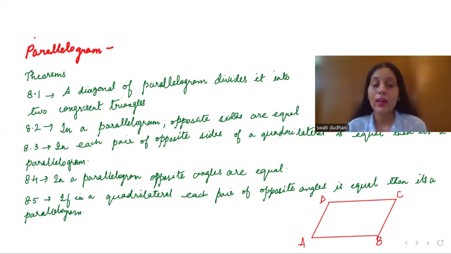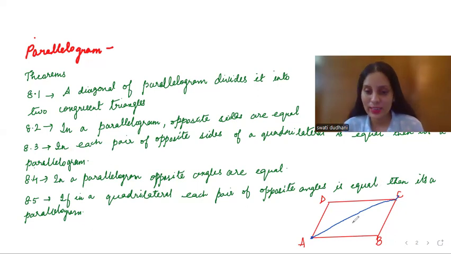So now first theorem: a diagonal of a parallelogram divides it into two congruent triangles. What is a diagonal? Diagonal is a line joining the opposite vertices. So A and C are opposite vertices. So when I join them, a diagonal is formed. So in a parallelogram, you have two diagonals, AC and BD. In any quadrilateral, you have two diagonals. So when a diagonal is drawn, it divides it into two congruent triangles. So ABC is congruent to ADC.